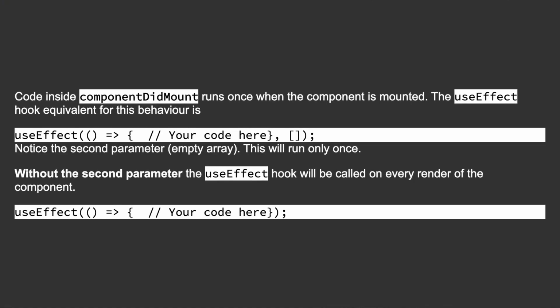Code inside componentDidMount runs once when the component is mounted. The useEffect Hook equivalent for this behavior is the useEffect function. Your code here. Notice the second parameter, an empty array. This will run only once. Without the second parameter, the useEffect Hook will be called on every render of the component.